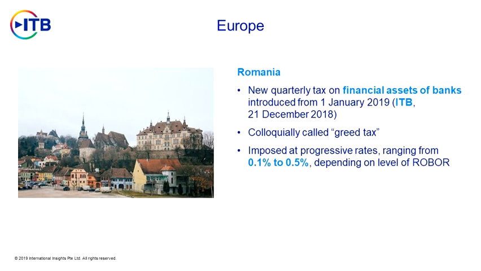And in Romania, the new quarterly tax on financial assets of banks, the so-called greed tax, has been introduced from the 1st of January 2019. I told you about this controversial new tax in ITB on the 21st of December. The new tax is imposed at progressive rates, which range from 0.1% to 0.5%, depending on the level of ROBOR, the Romanian interbank interest rate.